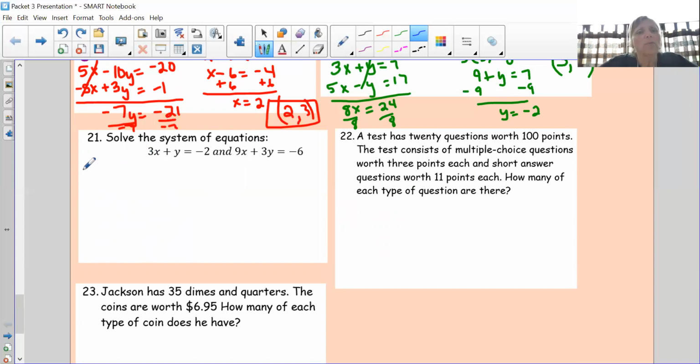Okay, but right now, I know that 3 times 3 is 9. So let's stack them up and then we're going to make a goal. 3x plus y equals -2. Okay, 9x plus 3y equals -6. Okay, so what's my goal here?